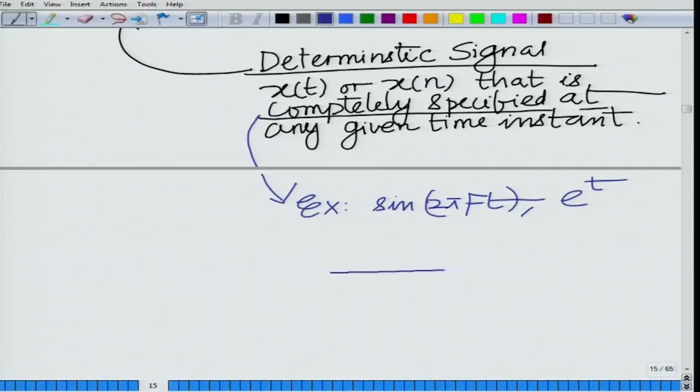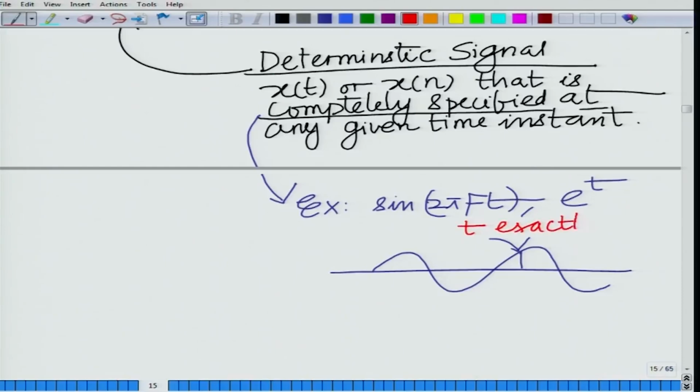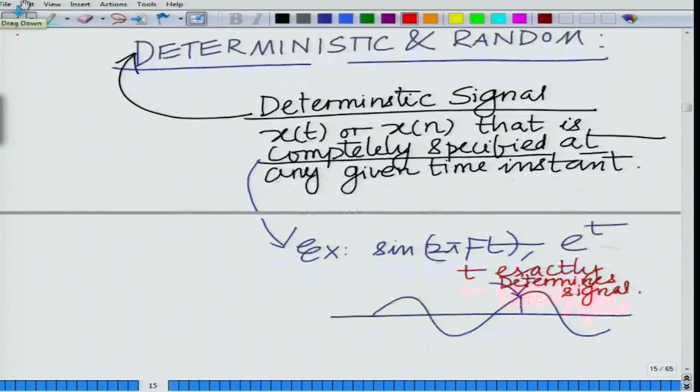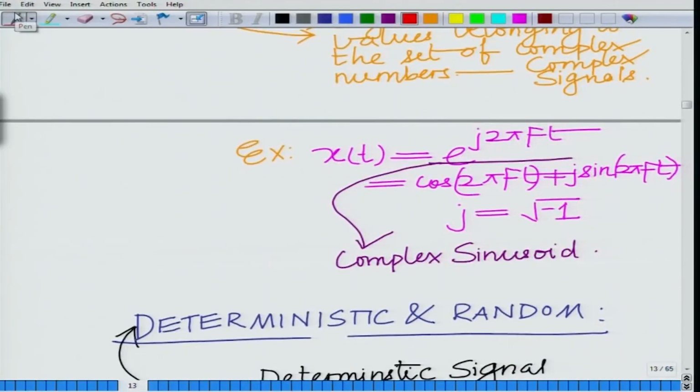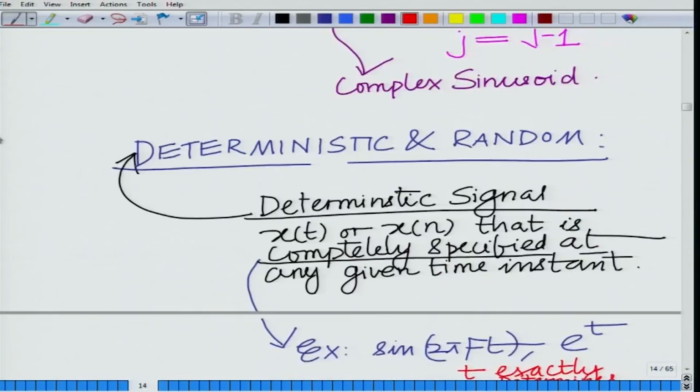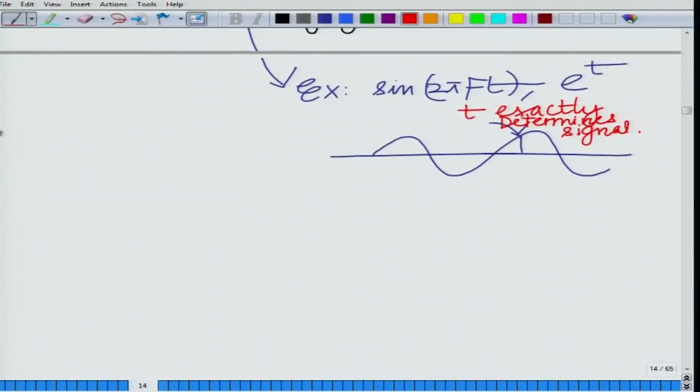For instance, if you take a look at sine 2 pi f t, given a time instant t, I can exactly determine the signal. However, this is not the case in a random signal. A random signal, as the name implies, is random in nature. It takes random values at various time instants.